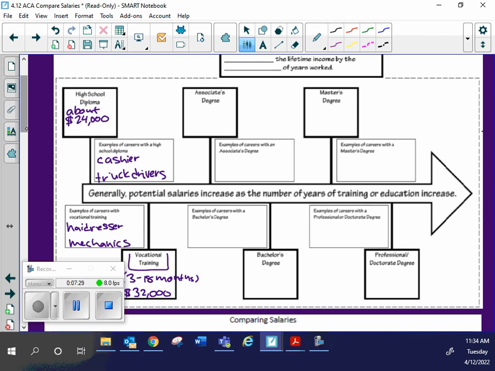Okay, next level up is the associate's degree. Associate's degree on average takes about 2 years to earn. Okay, so on average they make about $37,000. Okay, so that's 2 years, and they make about $37,000 each year. So different examples that are included with that are going to be like a pharmacy tech is an example. Pharmacy tech.